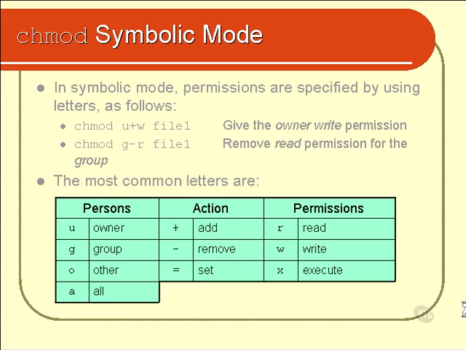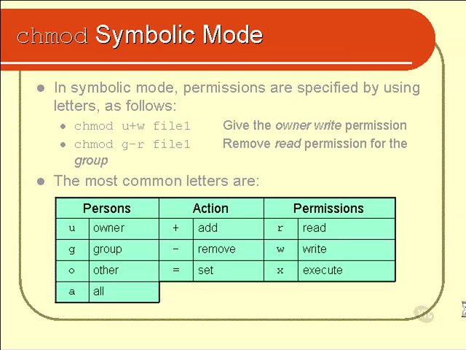The first of the three things you need to specify is who is getting the permissions. Is it the owner, the group, or everybody else, or all three? And you specify those by using the letters u, g, o, or a, as you can see in the table there. Then you specify an action: add the permission, remove the permission, or set that permission.